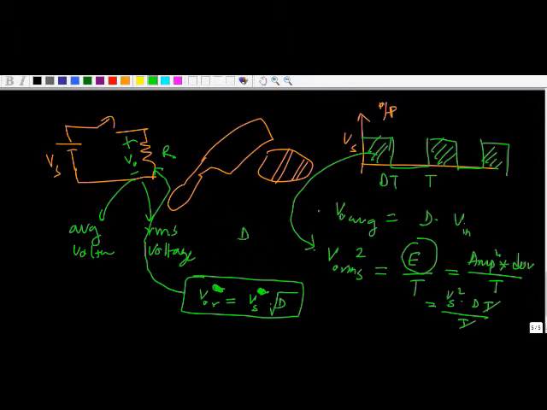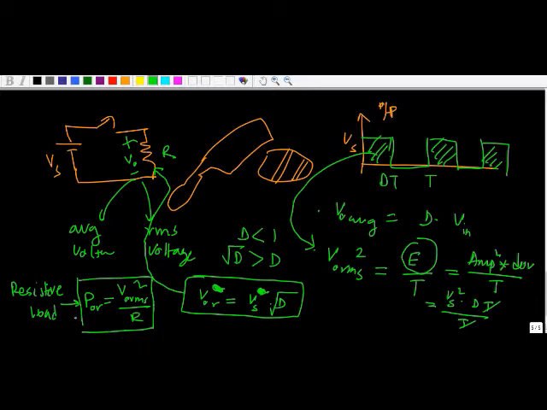Note that D is less than 1 and root over D is greater than D. That is, the RMS voltage appearing across this load is more than the DC average voltage. And for a resistive load, for power calculation, we will always take the RMS voltage across the load and divide it by the resistance. That is something we know from our circuit theory knowledge. So in this type of question, if it is a chopper, then the power delivered to the load is the RMS voltage across the load squared divided by the resistance. That would be, if we square this, D into Vs square divided by R.